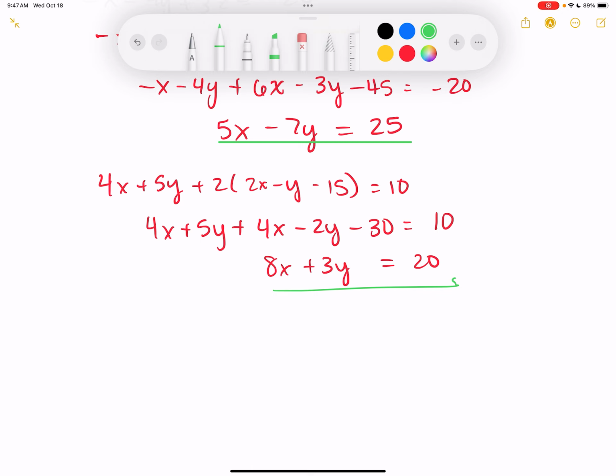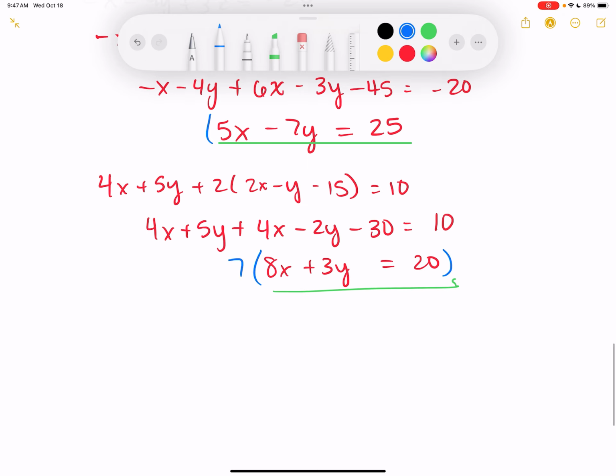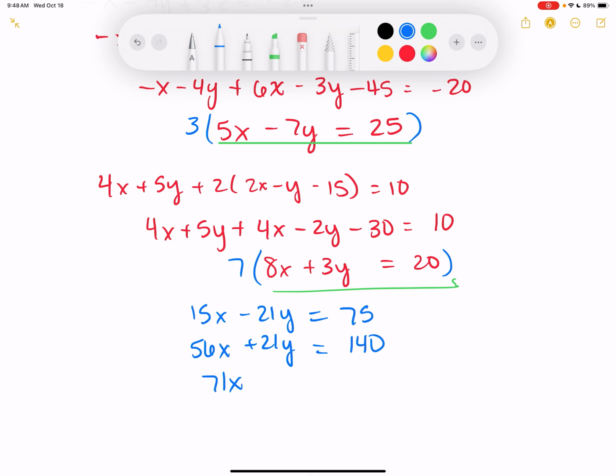Just pick the lesser of two evils. Multiply the bottom one by 7 and the top one by 3. So the top one is going to give me 15x minus 21y is equal to 75. And then the bottom one, 56x plus 21y is equal to 140. So 71x is equal to 215.